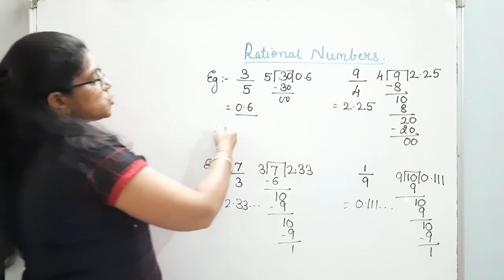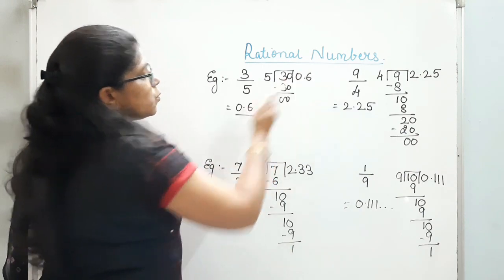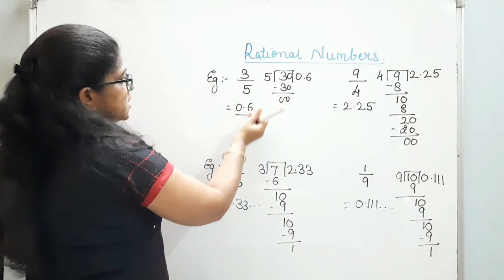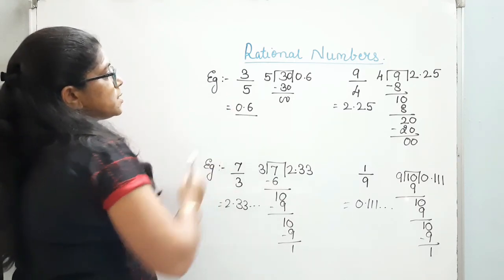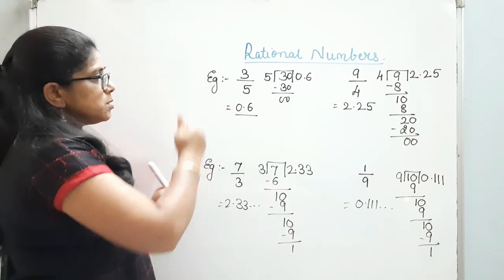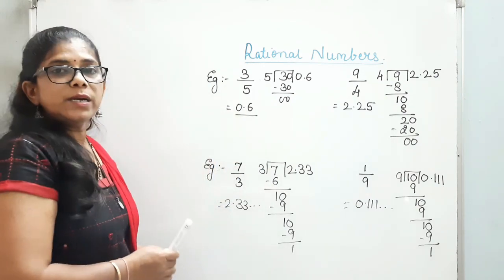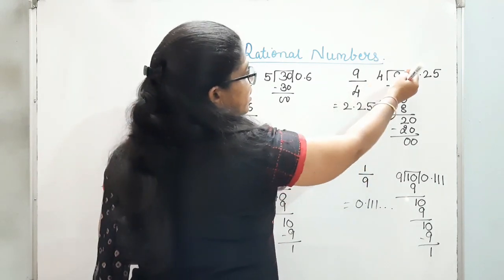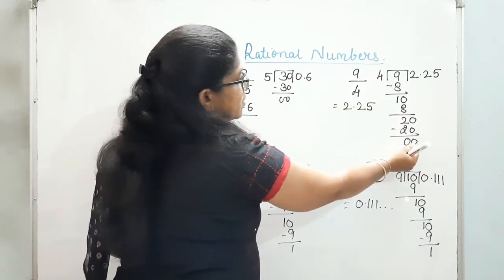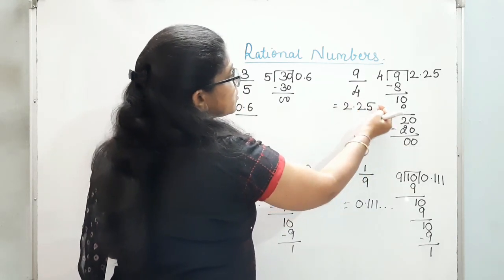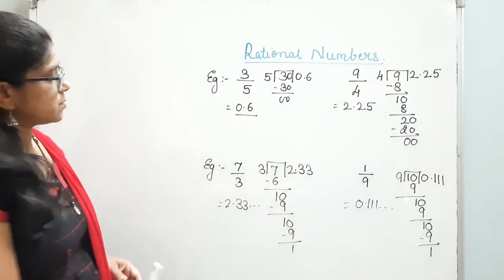So here in the first two divisions, 3 upon 5, the division ends after one decimal place. 0.6 is the final answer for this 3 upon 5. Such decimals are called terminating decimals because they end after 1, 2 or 3 decimal places. Even here when we divide 9 by 4, our answer is 2.25. Even here remainder is 0 and our division ends after 2 decimal places. So such decimals are called terminating decimals.